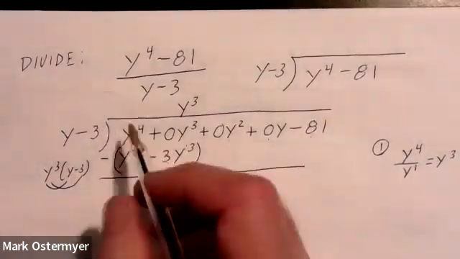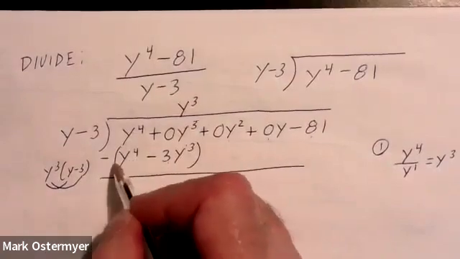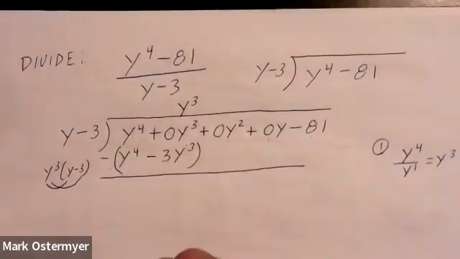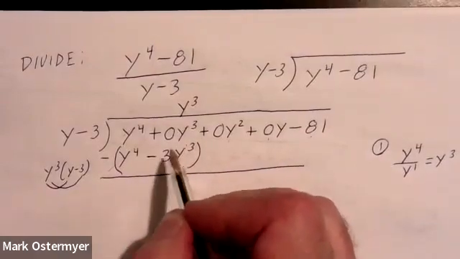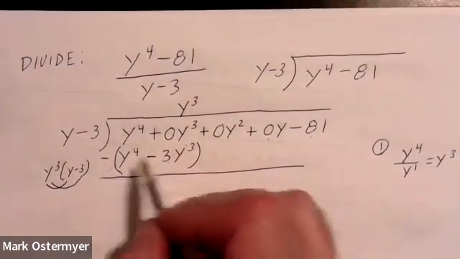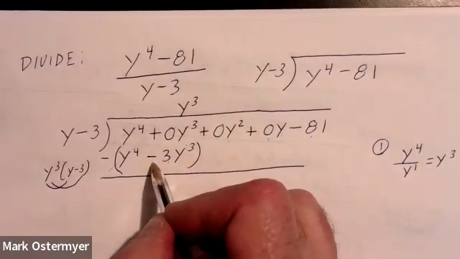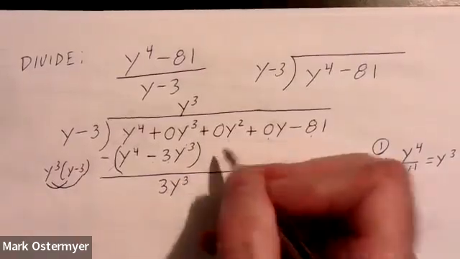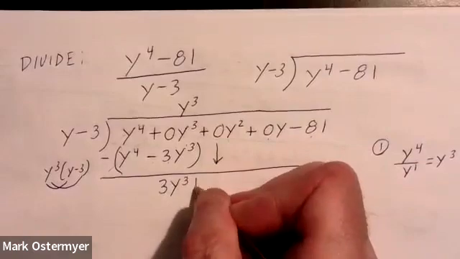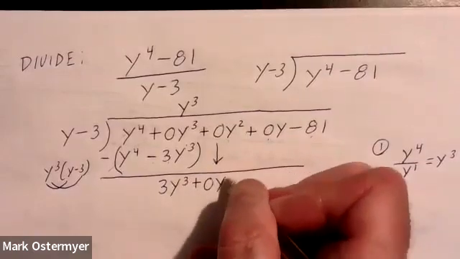All right, now we subtract this off. What's y to the fourth minus y to the fourth? Y to the fourths are gone to 0. What's 0y cubed subtract a -3y cubed? What's 0 subtract a -3? We're adding. That's really 0 plus 3. That's really positive 3y cubed. Bring down the next term as we set ourselves up for the next round of division.